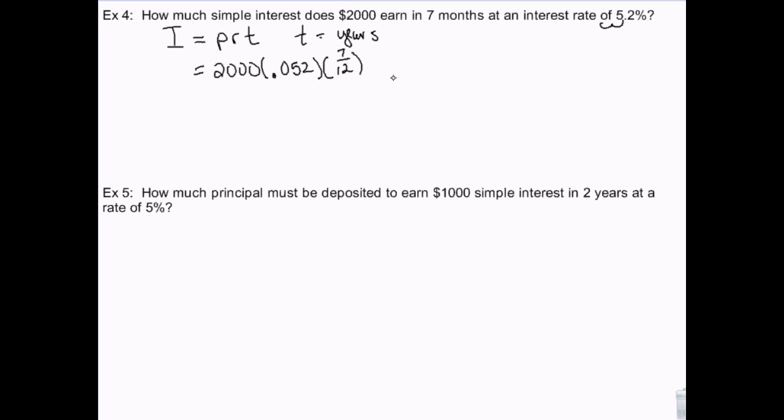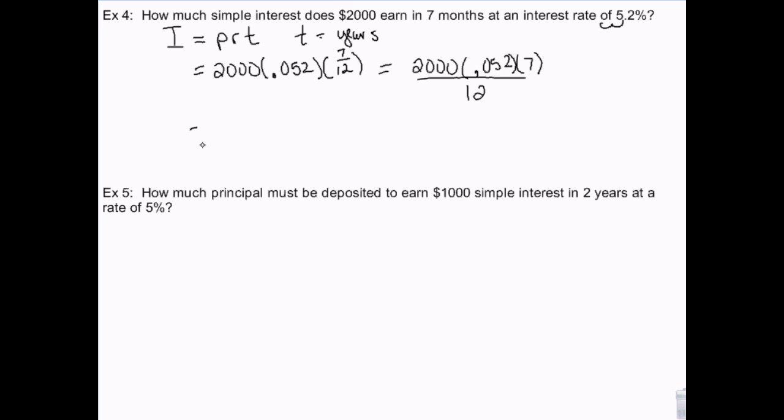So there's 12 months in a year. But I know how much you guys love fractions. No? Really? You don't like fractions? So I'm going to show you the other way to set it up. You can multiply 2,000 times 0.052 times 7, then divide the whole thing by 12. And then it's not really a fraction, it's a division.